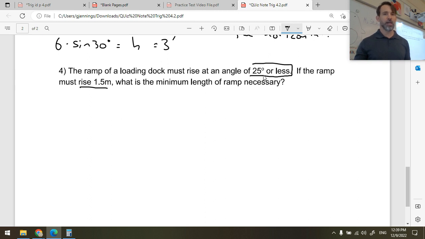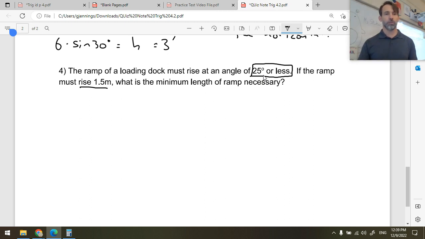The angle cannot be a ramp that's at 90 degrees is useless. That's called a wall. If the ramp were at 45 degrees, it might be too steep. You might not be able to push your goods up there. A lower ramp gives you a better mechanical advantage, but then the ramp has to be longer, the longer that angle gets. So let's find out the minimum length of ramp that we would need here.